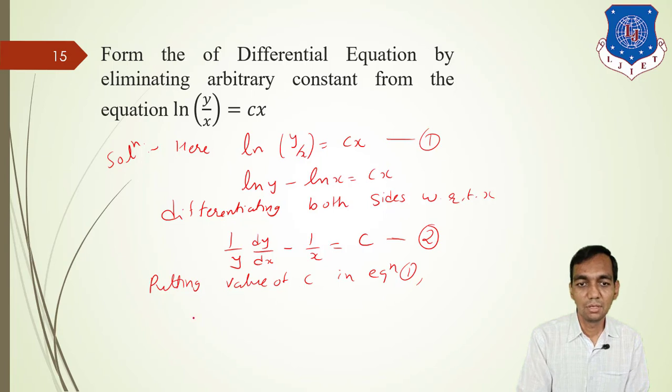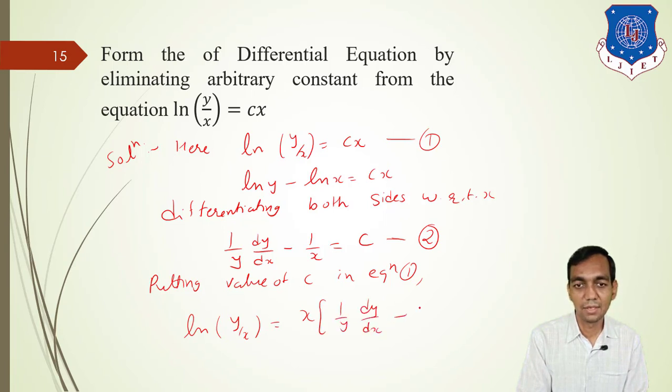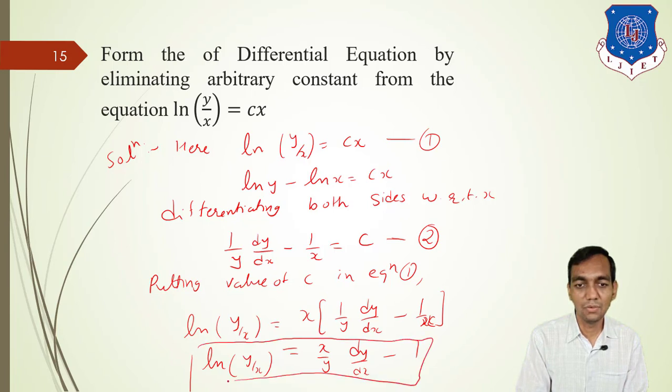What you will have, log of y by x is equal to x into 1 upon y dy by dx minus 1 upon x. So multiplying this inside, that will give you x by y dy by dx minus 1 is equal to log of y by x. So this is your differential equation of the given equation number 1. This is our answer.